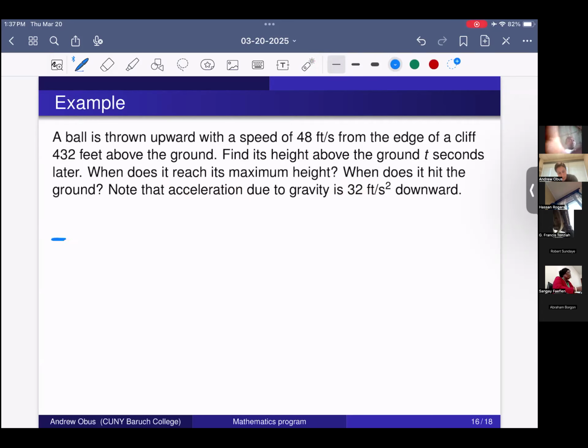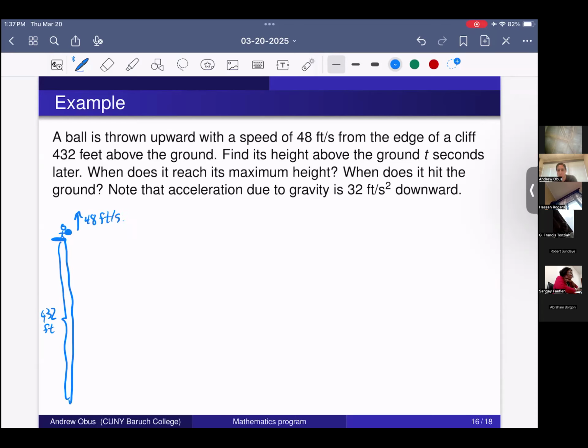So you have something like this, we'll always draw a picture, right? So this here is 432 feet. And then you have your little person standing at the edge of the cliff who has a ball, right? And the ball is thrown upward at 48 feet per second.